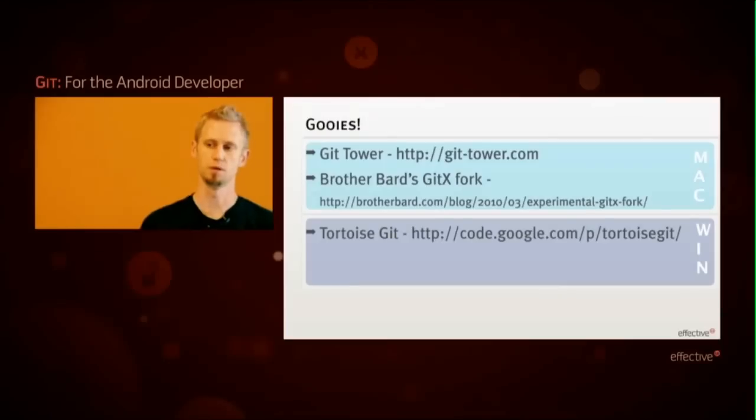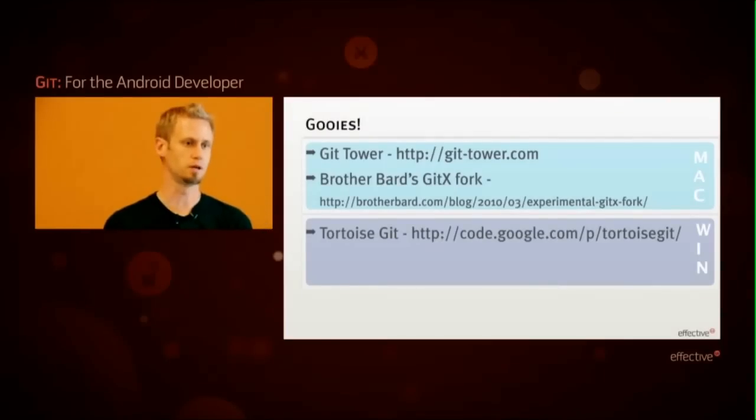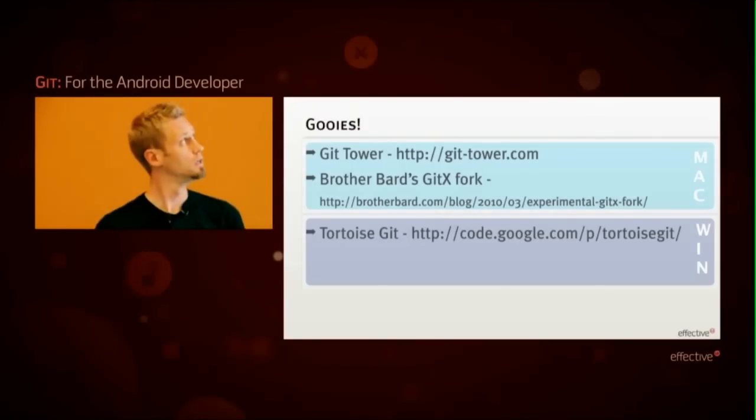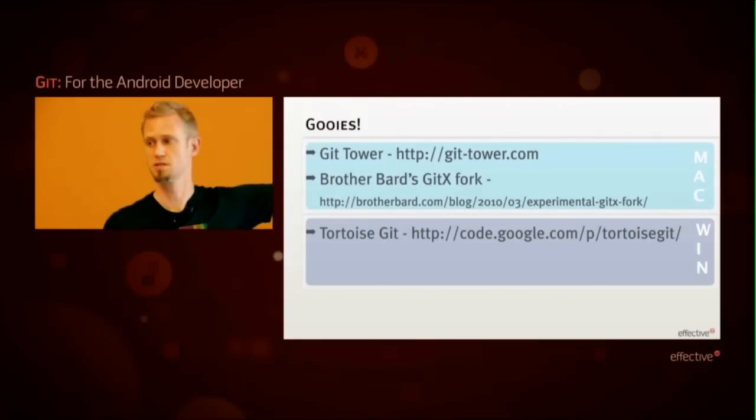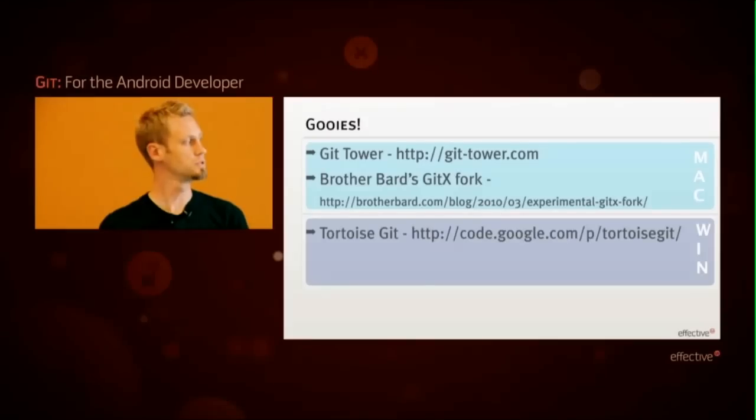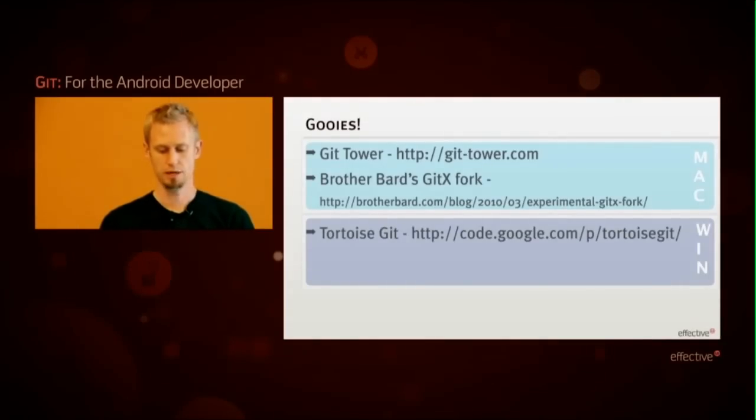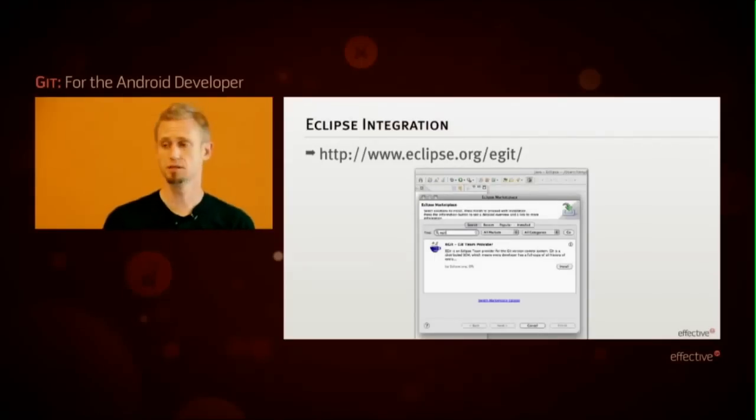I'm not going to talk a whole lot about GUIs today. If you have questions about what I like or don't like about some of them, we can talk about that afterwards, but here are quickly a couple of links to some graphical user interfaces you might want to use instead of the command line. I really like Brother Bard's GitX fork for all the Mac people. That's the one that I use. And if you're familiar with TortoiseSVN on Windows, then there's a TortoiseGit as well. I think that basically works the same way, with integration with Explorer and stuff. And if you use Eclipse, then there's something called eGit, which I think is good. I don't know, I never use it. But it's out there. Check it out.